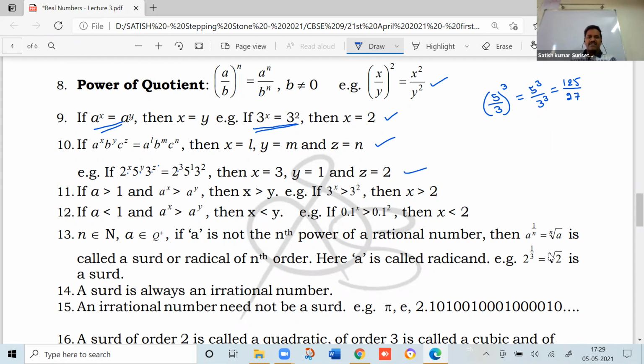Next, if a greater than 1, that is, if the base is greater than 1, and a to the power of x is greater than a to the power of y, then we can conclude that x must be greater than y. That is, when the base is greater than 1, then exponent also must be in the same relation. That is, x must be greater than y. Now, suppose if 3 power x is greater than 3 square, then x must be greater than 2.